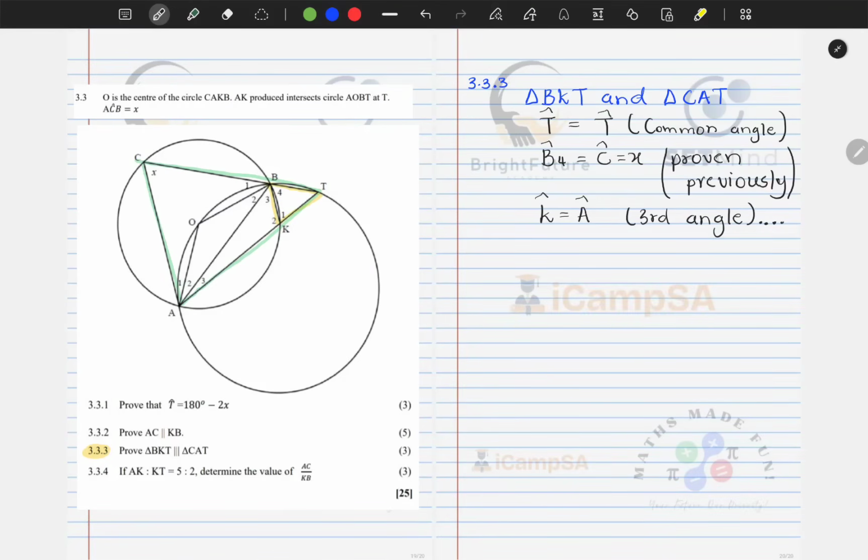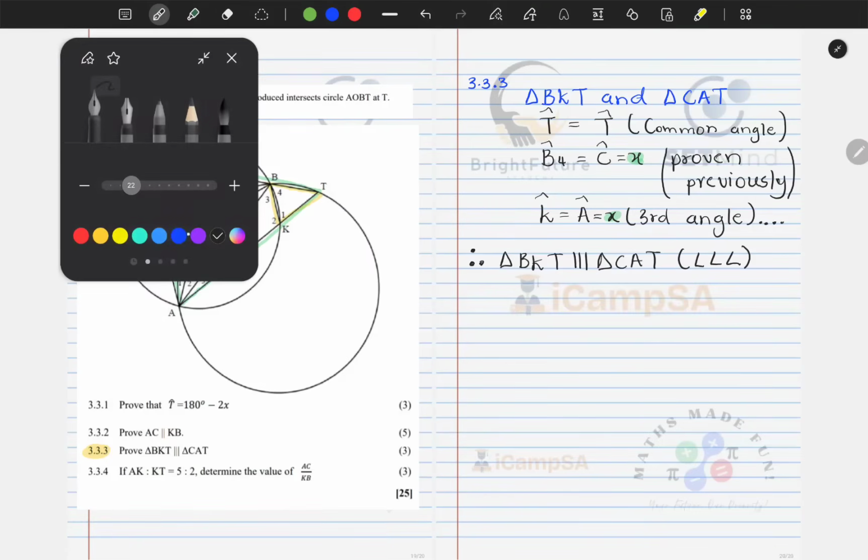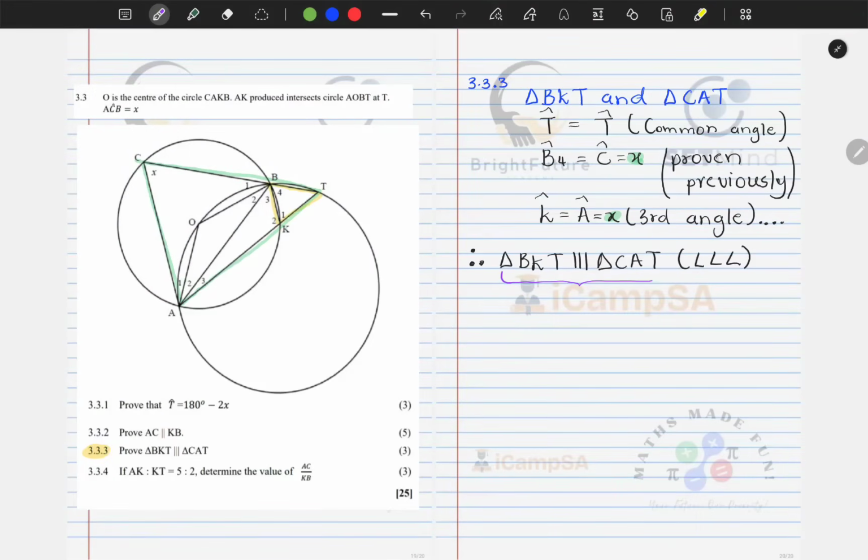What you should observe about these triangles is that angle A is also equal to X. So you have two angles that are equal to X. What does that mean? It means that the two triangles are isosceles triangles. But let's put up the statement. Therefore, triangle BKT is similar to triangle CAT. The reason is angle, angle, angle. But what we've noted again is that the two triangles are isosceles triangles.